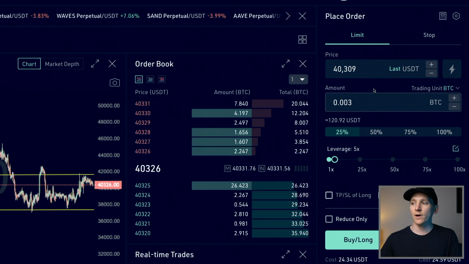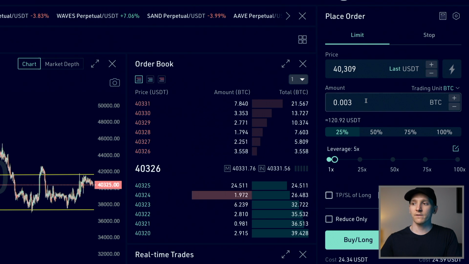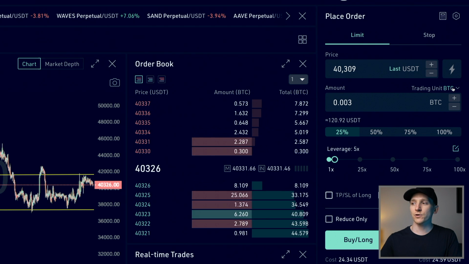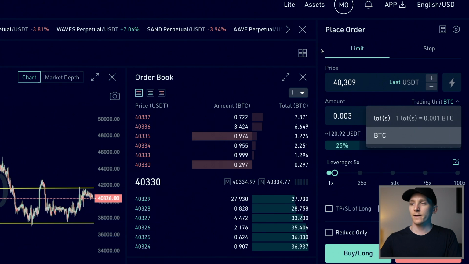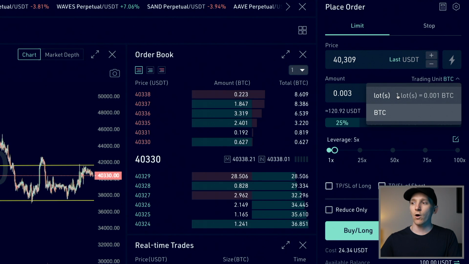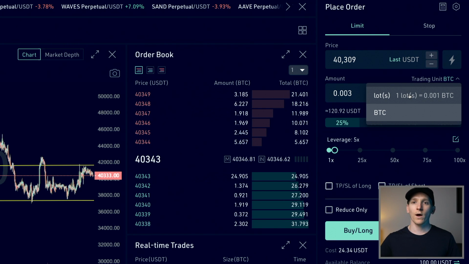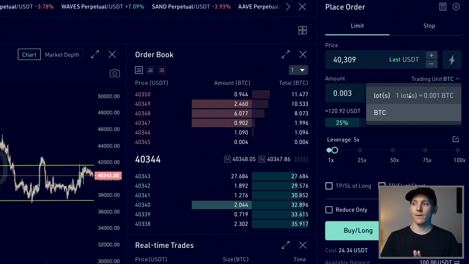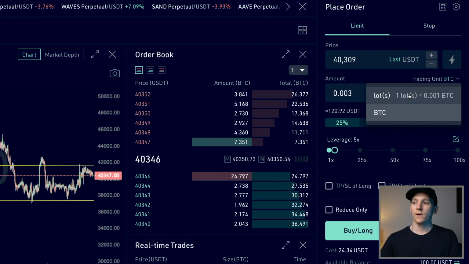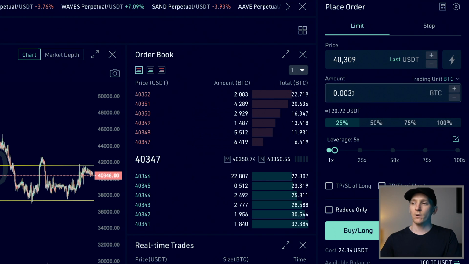But the amount that you trade, you can put this in BTC, or you can go to the trading unit right here. I'm just going to click this and you can change it to lots. A lot, as you can see here, is 0.001 BTC. So instead of having to type in 0.001, you can just type in 1, and then it gets rid of the decimals. Whatever way you want to do it, I'm just going to keep it on BTC right now.